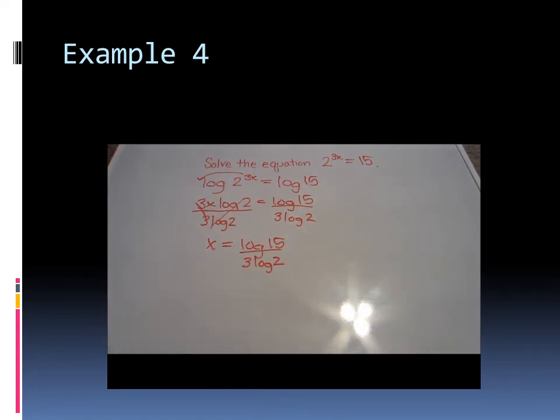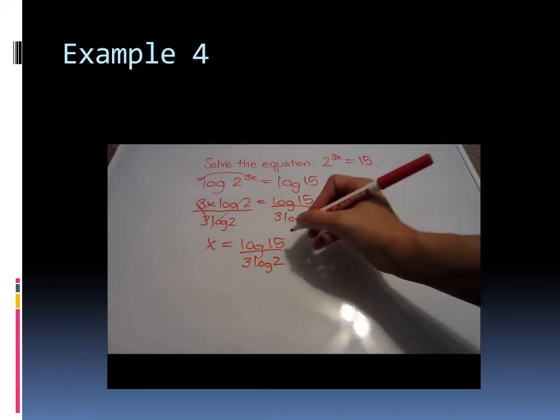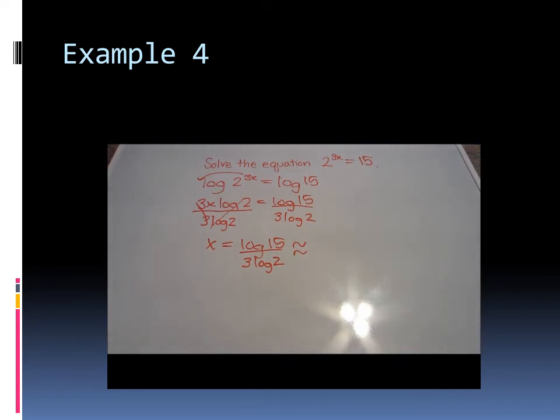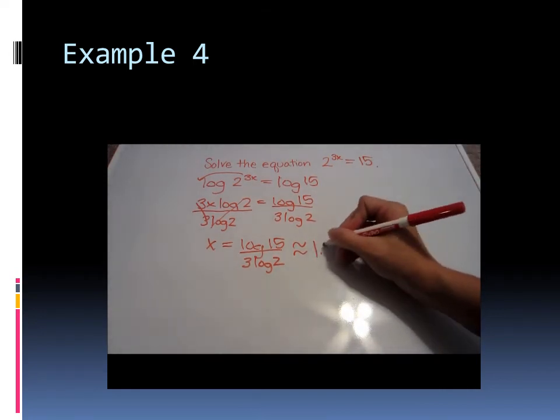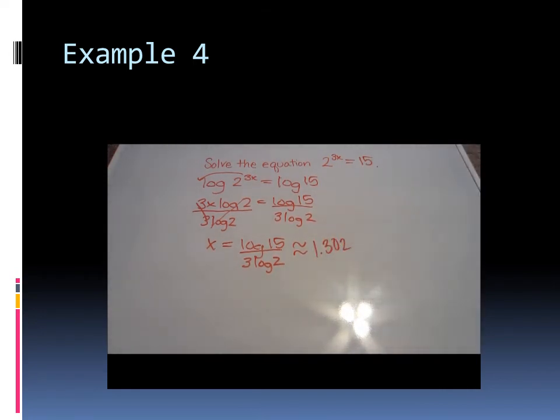We can put that in the calculator, log of 15, parentheses, divided by 3 times log of 2, close parentheses, and that's going to give us an x of approximately 1.302. Again, we can plug that in to check, but do remember that because it's an approximation, it won't come out exactly, but it'll come out very close to 15.